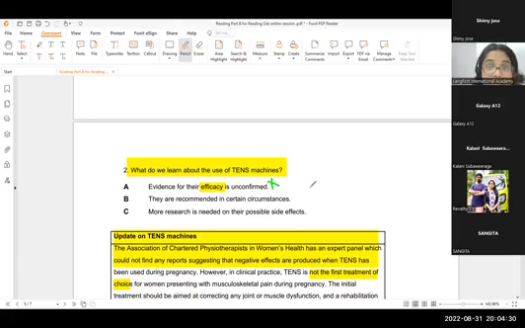There is a chance, but let's look at this. Look at the C option. Revati, can you read the C? C option: more research is needed on their possible side effects. Throughout the extract, have they mentioned anywhere about side effects and more research? No. So, of course, our option is B.